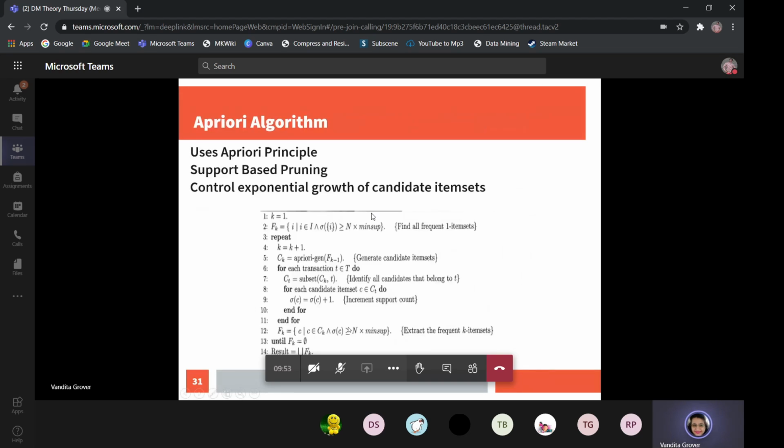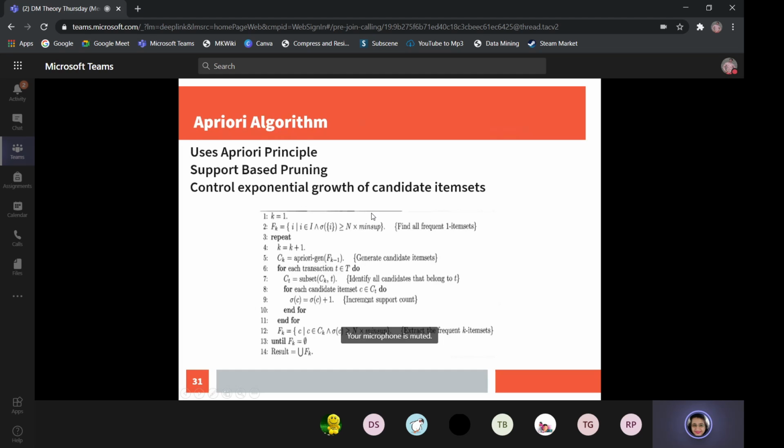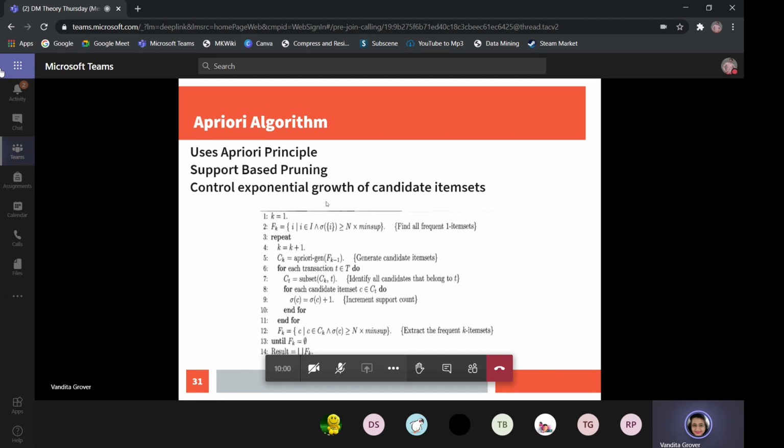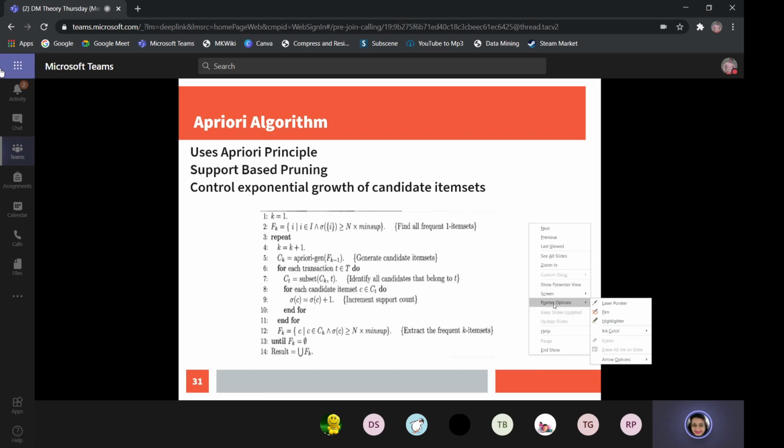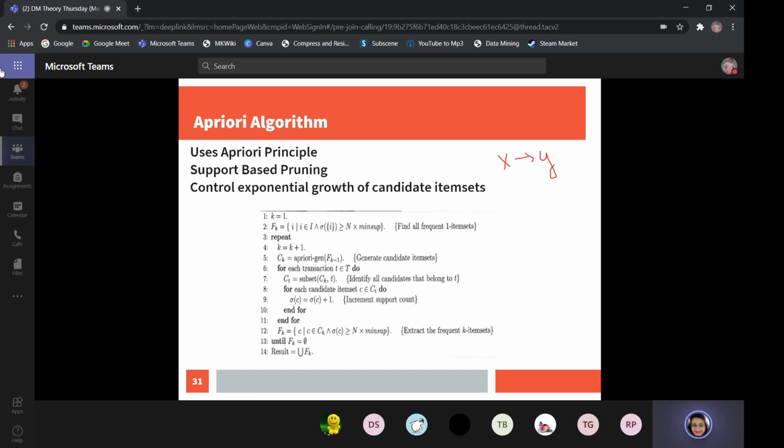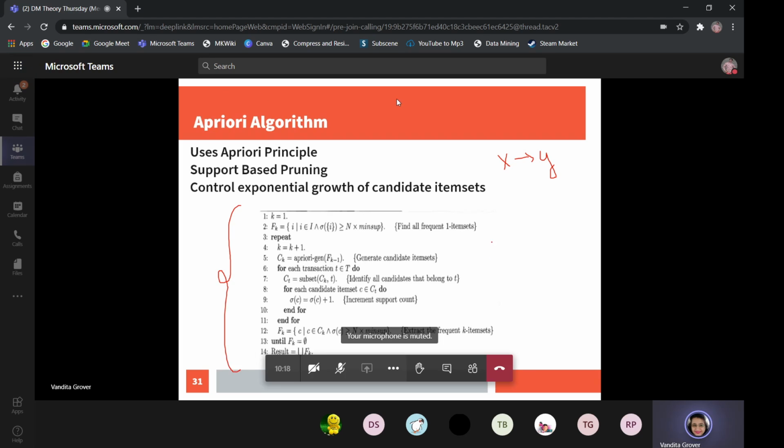This Apriori algorithm is not complete. This is just the first part of the algorithm, which is how we do support based pruning to find frequent item sets. Remember, our task was to find association rules, strong association rules, X goes to Y. In these steps, we have only found frequent item sets.